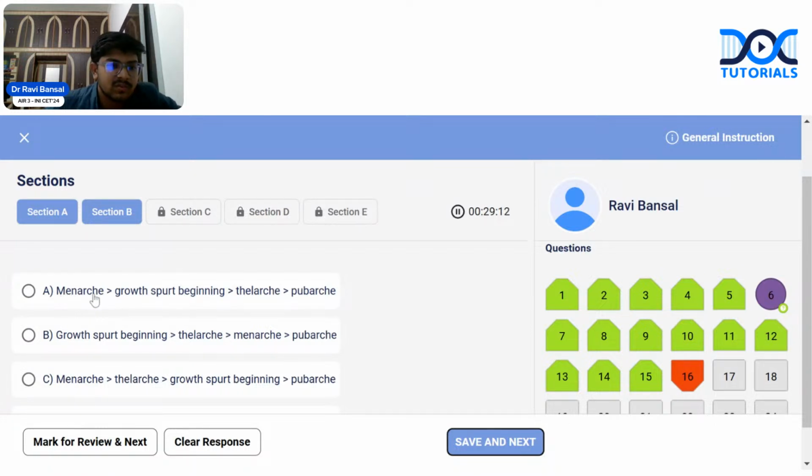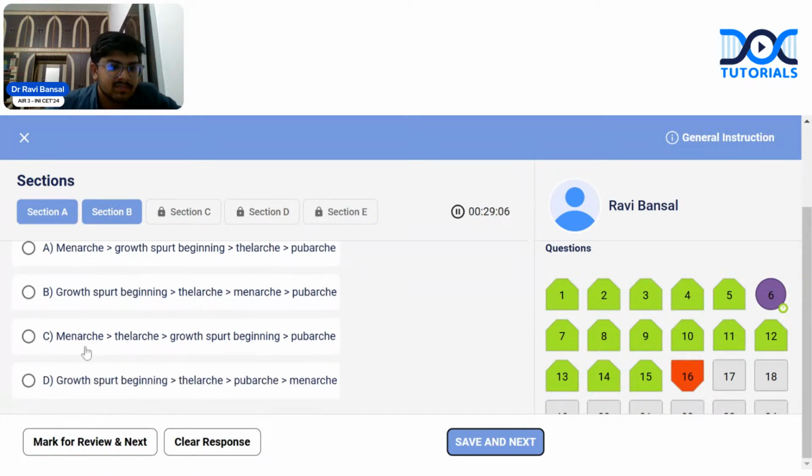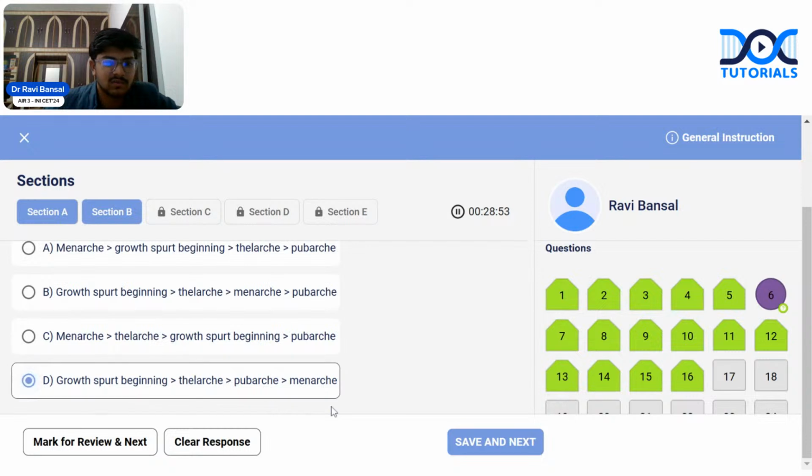So M cannot be in the first place. T, M, P. No, this is wrong. M, T, this is wrong. Thelarche, growth spurt, then thelarche, pubarche, menarche, then TPM. So I do not know about this growth spurt, but other options are definitely wrong because I have read TPM is the order. So this is the correct option.